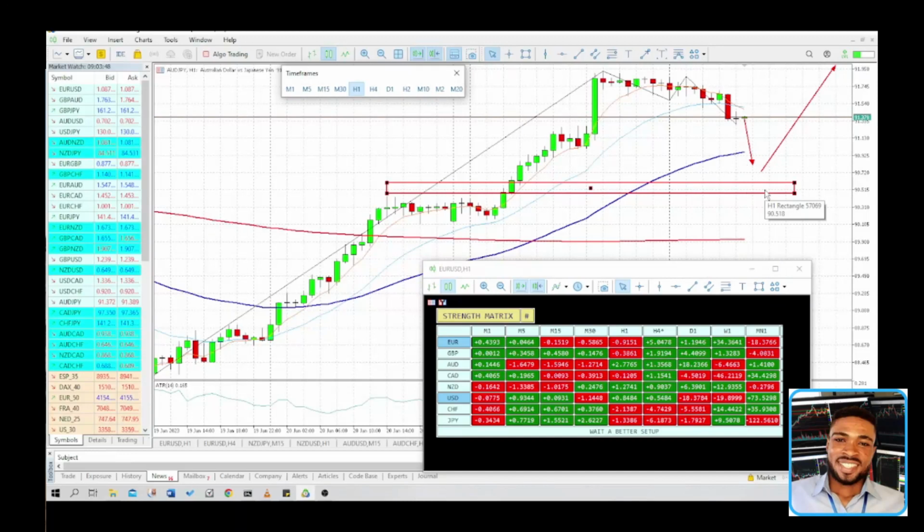So please always wait for confirmation before you take your trade, which will improve your odds, okay. If you want to become a profitable day trader and trade for a living, you must be patient and wait for your setup to be ready, okay. So this is the H1 candle.